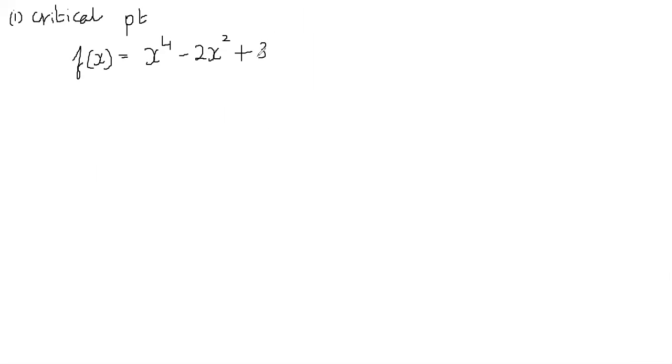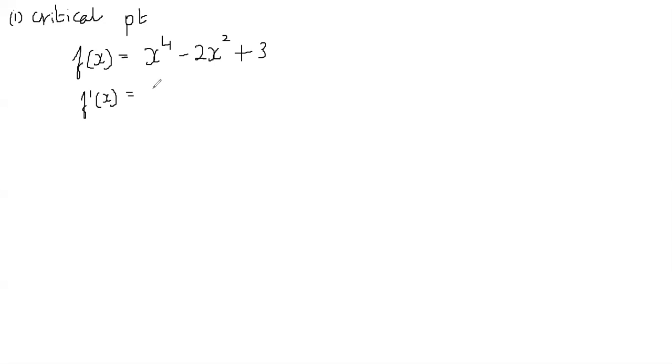So first we will find the critical point. Before finding the critical point, what they have given is f of x is equal to x to the power of 4 minus 2x square plus 3. So this is the given equation. For finding the critical point, first we have to differentiate this equation with respect to x. That is, we have to find f dash of x.